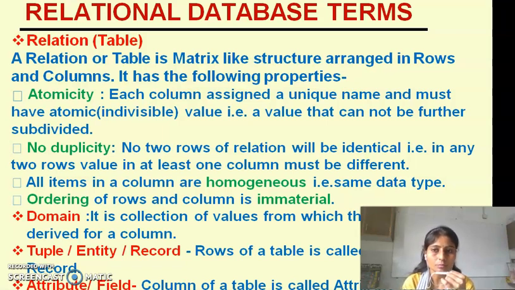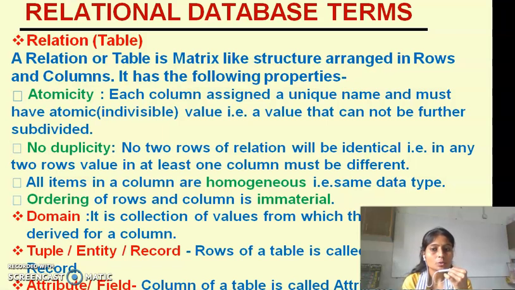First property is atomicity. In atomicity, each column is assigned a unique name and must have an atomic, indivisible value that cannot be further subdivided. So every column has the feature of atomicity, meaning each and every column of a table has been assigned a unique name. There is no same-named column present in the table, and it must have atomic values, which means we can't further divide that column's values.